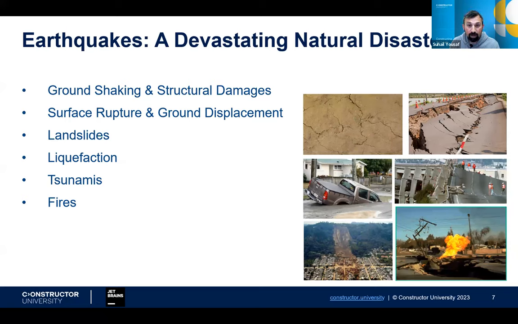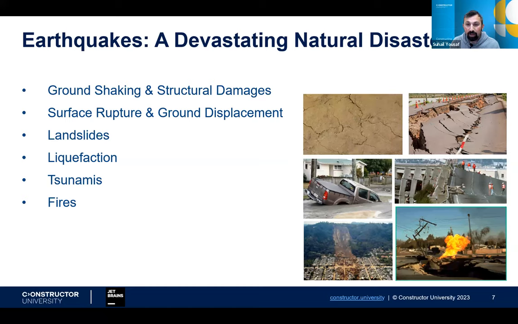So liquefaction occurs in saturated soils during an earthquake, transforming solid ground into a liquid-like state. This phenomenon can compromise the stability of structures built on or near liquefiable soils, causing them to sink or tilt.